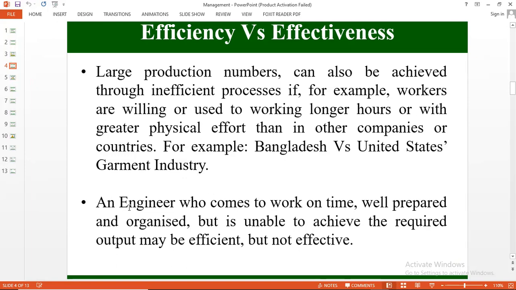Furthermore, an engineer who comes to work on time, well prepared and organized, but is unable to achieve the required output may be efficient, but not effective. These are the further aspects of efficiency versus effectiveness.